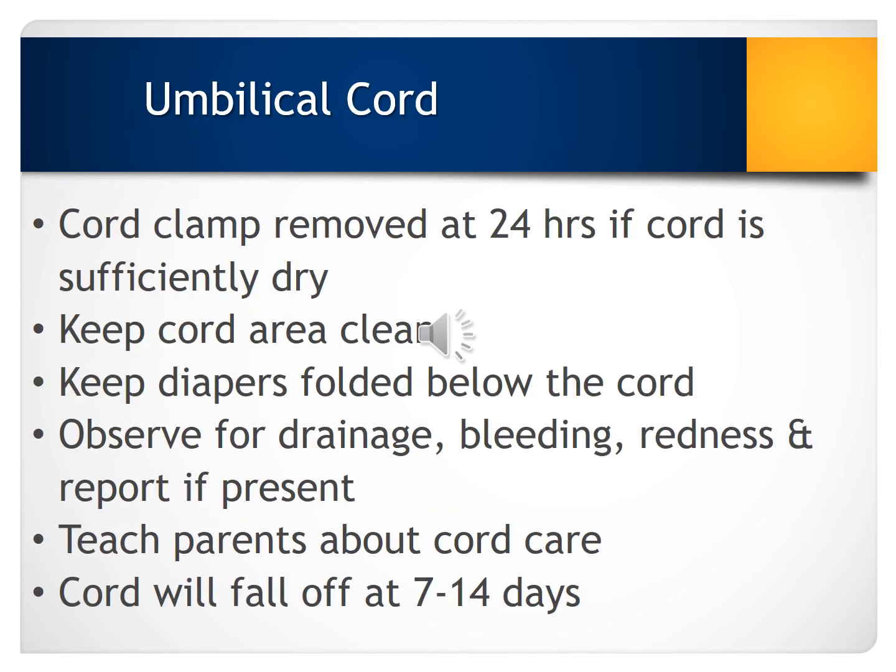At the time of delivery, the umbilical cord is clamped and cut to separate the newborn from the placenta. And so there's a cord clamp that's attached close to the umbilicus. And it's removed after 24 hours if the cord is dry, because eventually the cord is going to change from that gelatinous, moist cord to now, because there is no longer blood supply there, it's going to get dry, shrivel up, and eventually fall off.